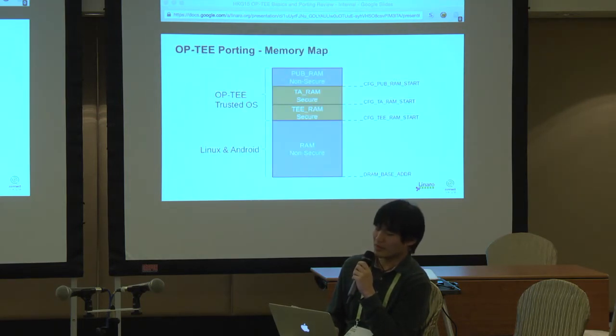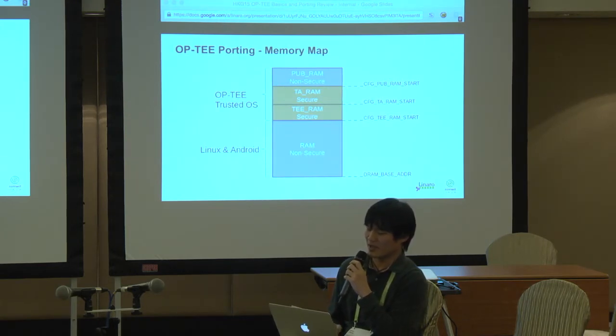And here we see a sample layout of the memory map as defined by the core boot config file. We have allocations for the TEE itself, trusted applications, and also the public shared memory. Just one thing to note is that we're currently working on moving the public RAM from secure world to normal world, meaning from the top here to the bottom, so that we can simplify some of the memory allocations and configurations for secure boot.